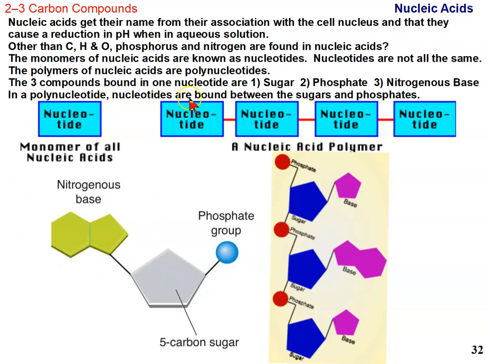In a polynucleotide, nucleotides are bound between the sugar and the phosphate. The way that these get strung together is between the sugar and the phosphate. You'll notice that the bonds here between two nucleotides are between the sugar and the phosphate. So this is what we often refer to as the backbone of a nucleic acid: sugar, phosphate, sugar, phosphate, sugar, phosphate. That makes up the backbone. What's different about each nucleotide, again, is the nitrogenous base. So you can see here that there are different nitrogenous bases.